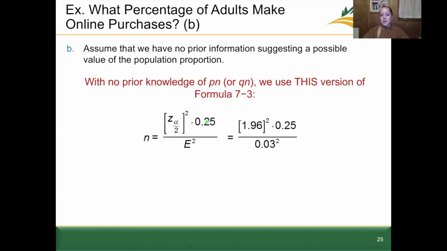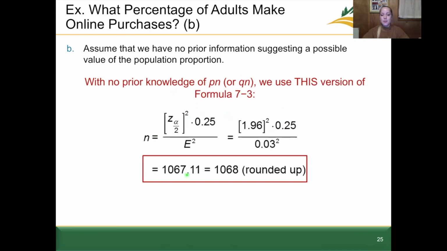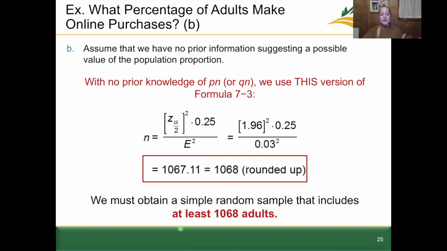Then we plug in the values that we know. Because we don't have a p-hat or a q-hat, we just use this term here of 0.25. When we use Excel or use our calculator, we get 1067.11. Again, for all these sample size questions, it doesn't matter what this value is. If this is not a whole number, we would normally round down. But here for sample size estimates, we always round up. So it doesn't matter if this is 0.11. We take this value, we round it up to 1068. Another way to say this, we must obtain a simple random sample that includes at least 1068 adults.